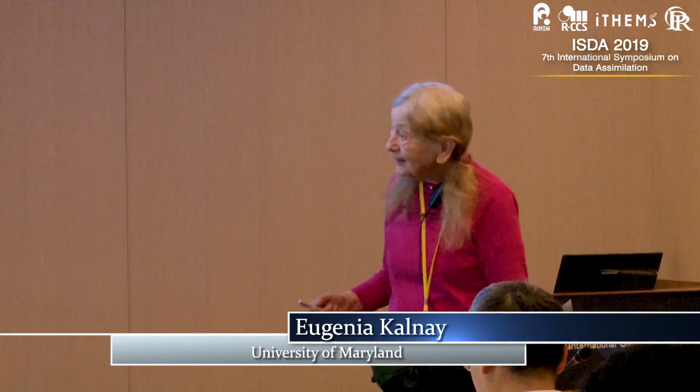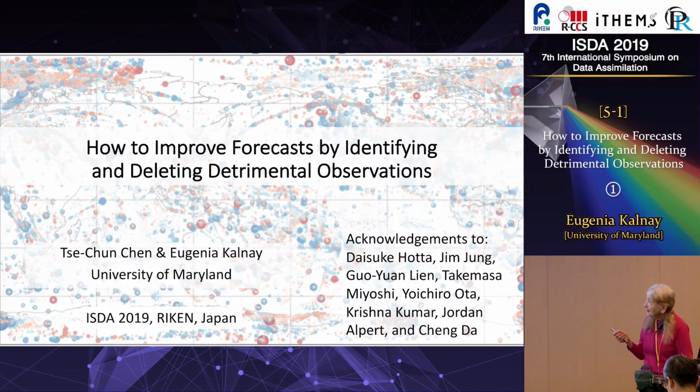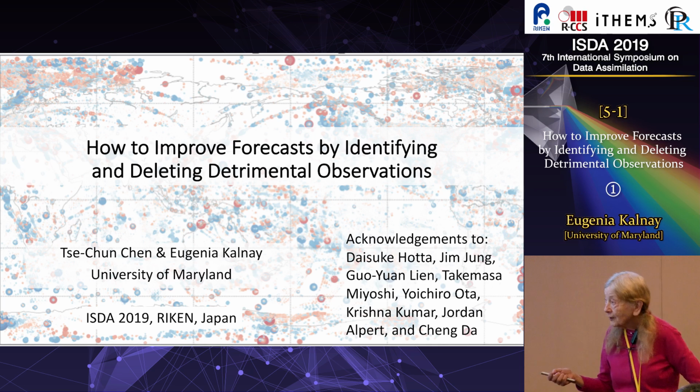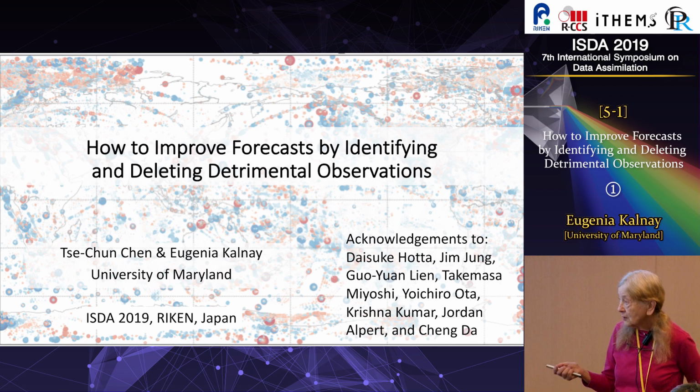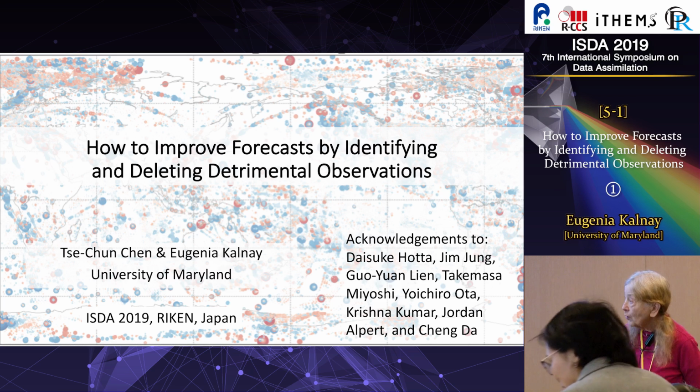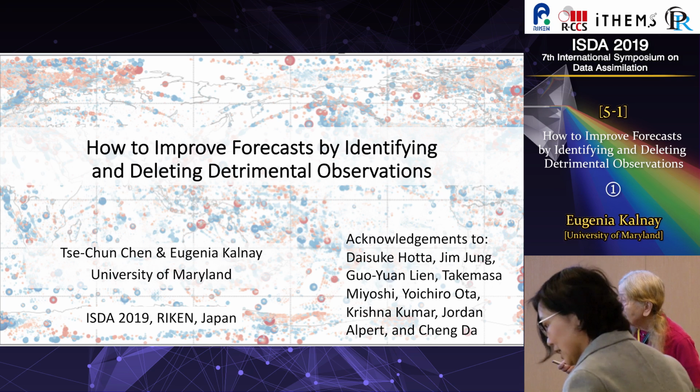So I changed the title a little bit, but it's the same subject: how to improve forecasts by identifying and deleting detrimental observations. And this is work that was mostly done by Dr. Tse-Chun Chen, who finished his PhD last fall, and myself.